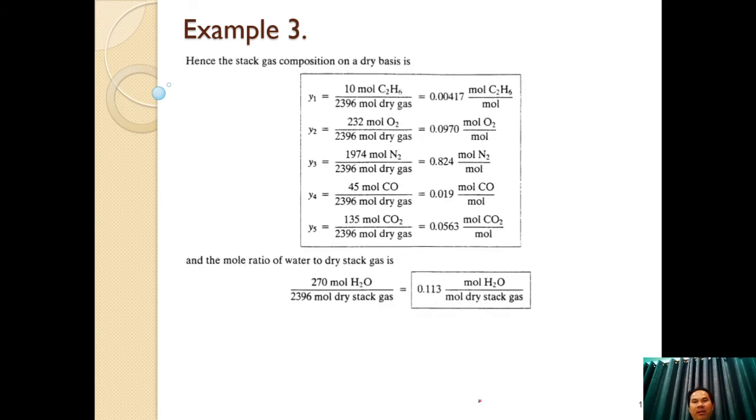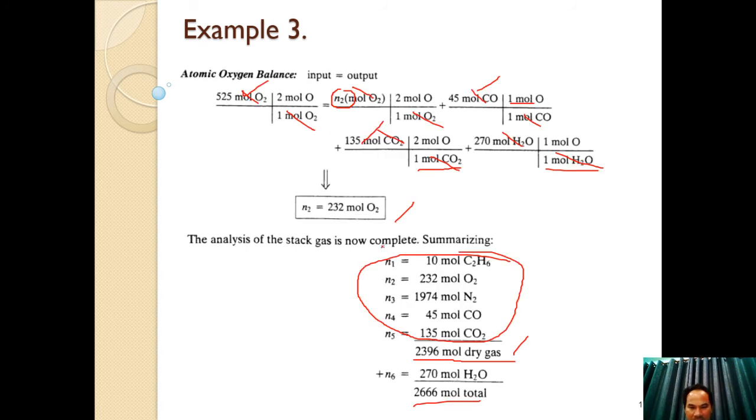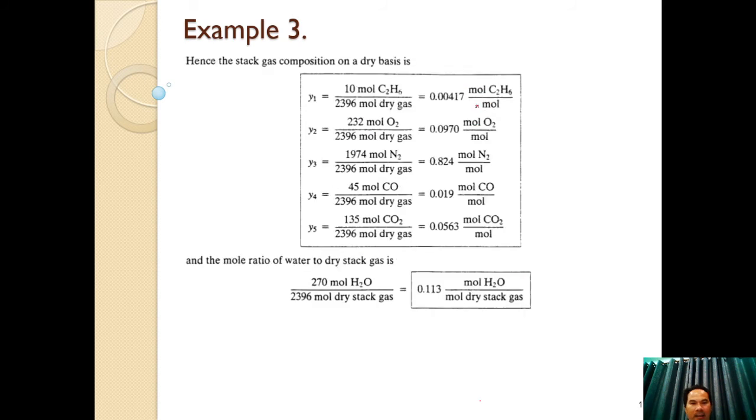And then you can calculate the composition based on dry basis. On a dry basis, you only consider N1 to N5. The fraction of ethane is 10 divided by total dry gas, and oxygen is divided by the dry gas, you get this. This is based on dry basis. And the last one, you calculate the ratio of water per dry gas, and use this ratio to convert from dry basis to wet basis.